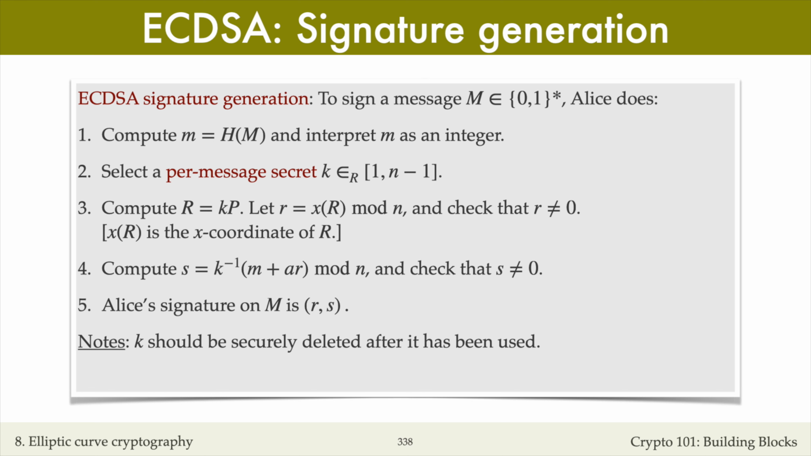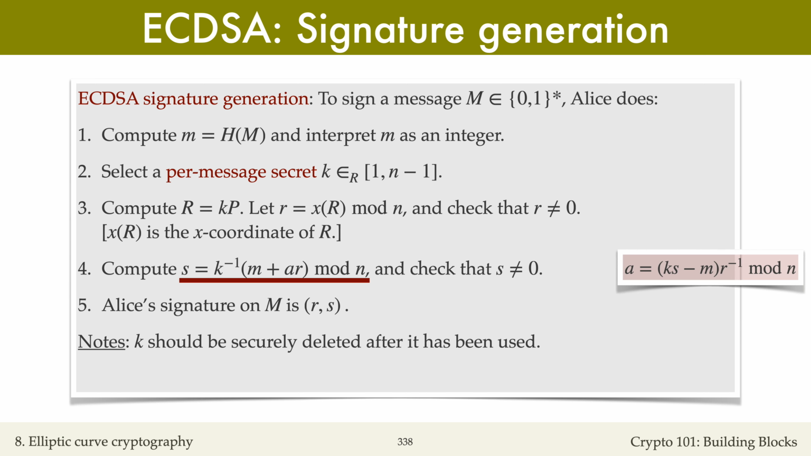The per-message secret k should be securely deleted after it has been used. Suppose that the adversary learns a signed message that Alice generated. Suppose also that the adversary can learn the per-message secret k used to generate that signature. From the signature equation, we can see that the only value that is unknown to the adversary is little a. And so the adversary can efficiently compute Alice's private key a. Thus, per-message secrets must be securely generated and securely deleted.